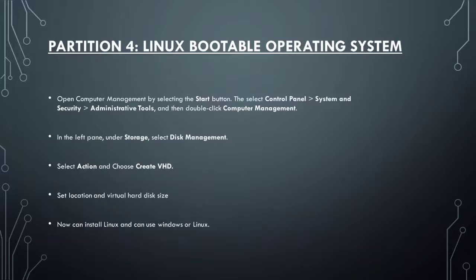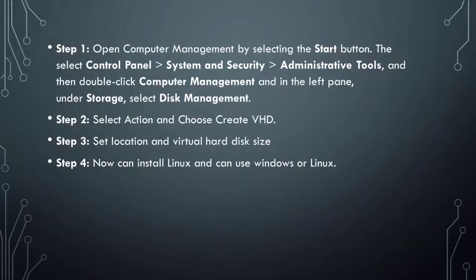Partition number 4 is the Linux bootable operating system. First step is to open Computer Management by selecting the Start button, then select Control Panel and select System and Security, select Administrative Tools and then double click Computer Management, and in the left panel under Storage select Disk Management. In step 2, select Action and choose Create VHD.